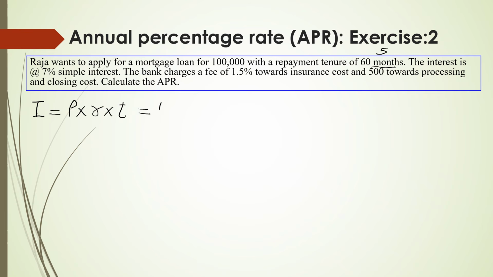What is the P? The amount of loan taken, that is 100,000, multiplied by the rate of interest, 7%. 7% means 0.07, multiplied by the period. Remember this is 60 months. In 1 year we have 12 months, so it is 60 divided by 12, which will come to 5 years. When you calculate this, we get the answer 35,000.